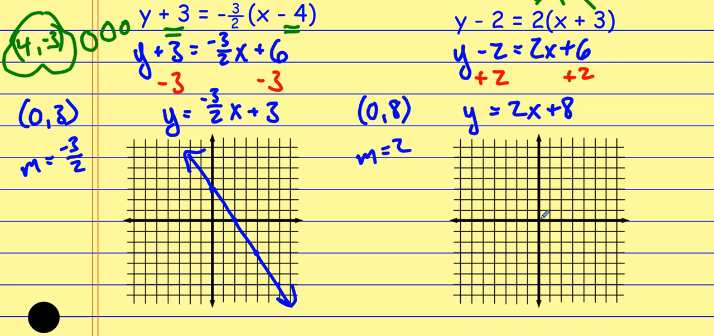So now I plot 0, 8. Ooh, right on the tip of my graph here. The slope gives me the direction up 2 over 1, but that takes me off my graph. So let's do it backwards, which would be down 2, back 1. And I could keep that pattern going.